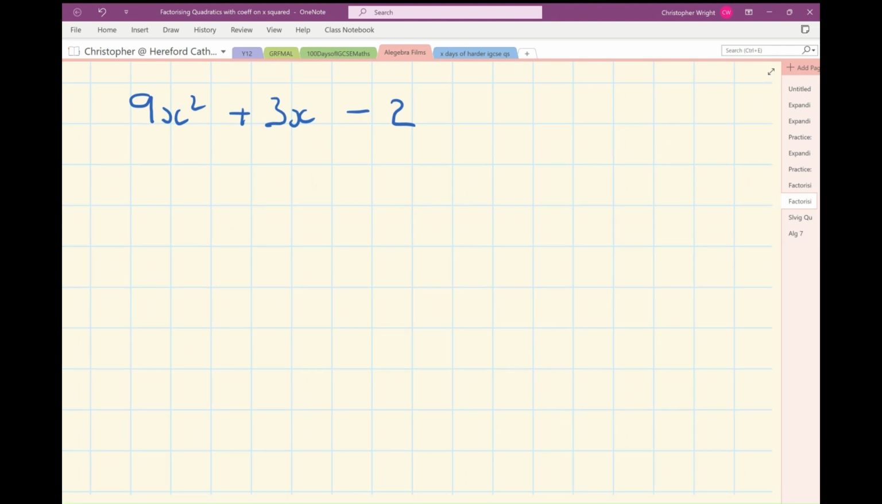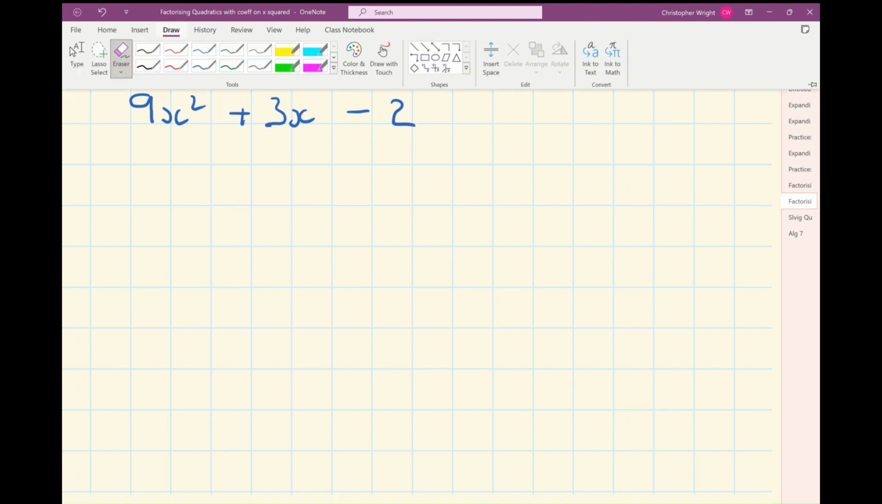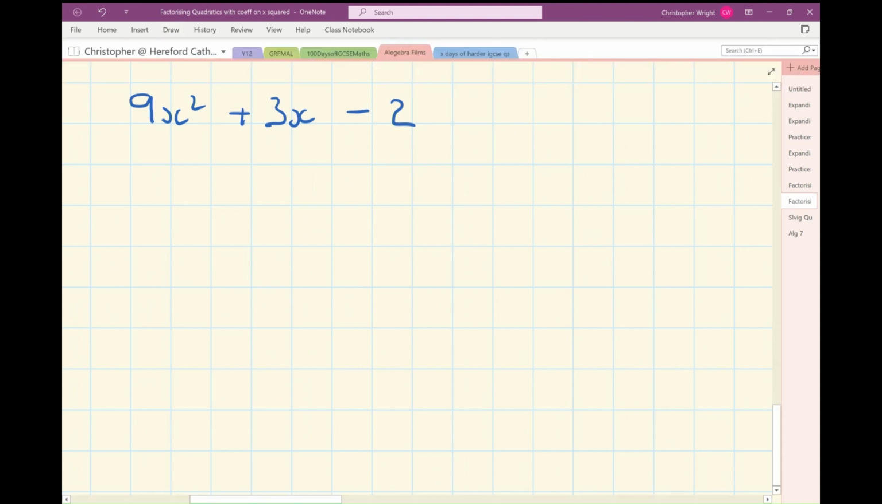Again, I'm going to find two numbers that multiply to give me the 9 times the minus 2, the a times the c. So multiply to give me minus 18, and add to give me the coefficient on the x, add to give me the 3. So in this case, what's it going to be? It's going to be 6 and minus 3. Right, now I'm going to rewrite my quadratic, but instead of writing plus 3x, I'm going to write plus 6x minus 3x, and copy down my minus 2.